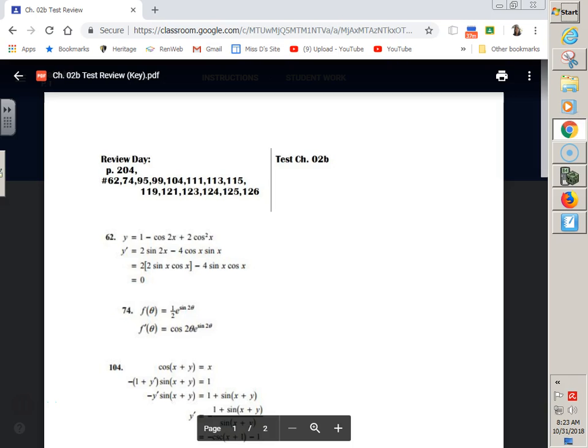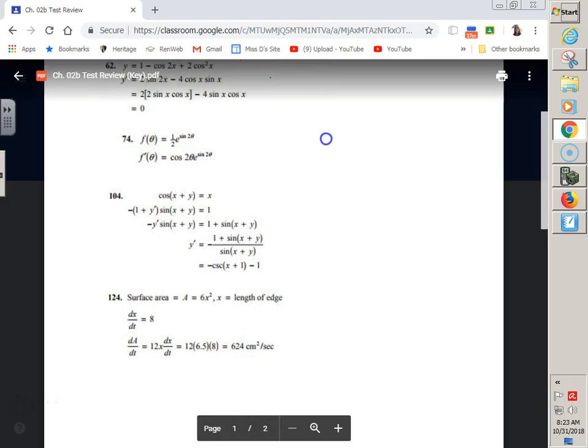No. Let me see. This is 104. That's why I was really confused. Oh, it's a typo. That's weird. Our book doesn't usually have typos. Then how did they get the 1 plus sine times x plus 1 on the top?